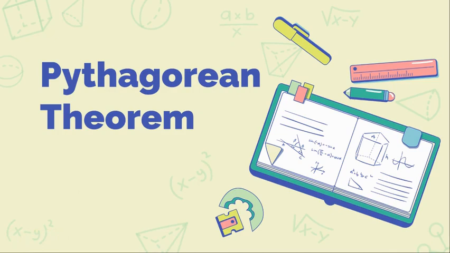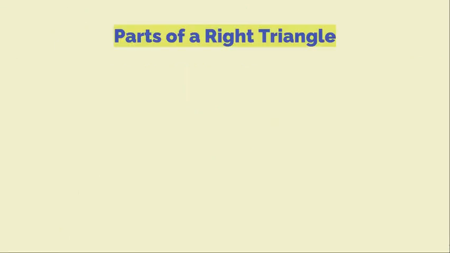In the last couple of videos, I showed you how to use the distance formula to find the length of a segment. Now we're going to learn how to use the Pythagorean theorem to do the same thing. Sometimes it's easier to use one method or the other, but either method will work in any problem. So first we need to review the parts of a right triangle.